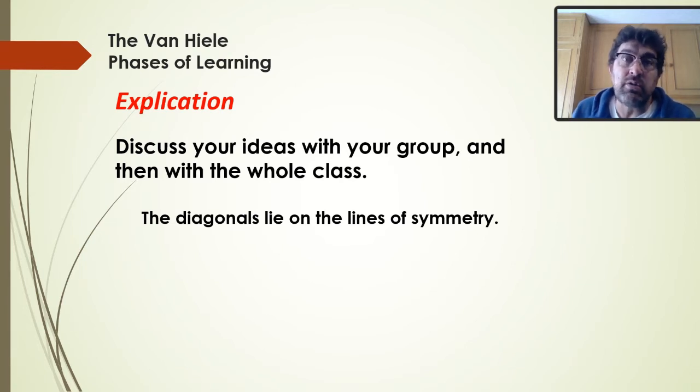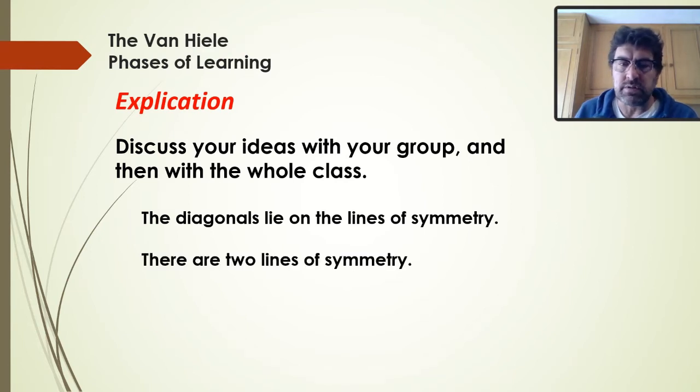Equilateral triangle or even an isosceles triangle under certain conditions has that property. So those are the things you want the kids to go and discover with shapes that they possibly cut out and fold. There are two lines of symmetry. Where are those lines of symmetry?